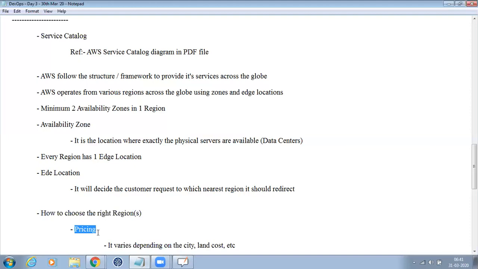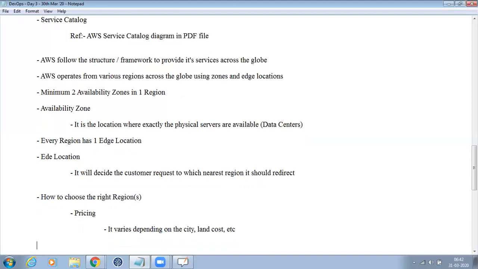Okay. So it all depends on various factors, not only city and land cost; there are other factors which are influencing as per the law of the land. Correct? And by taking all the inputs, I will decide in which region I have to choose, so that I can host my application. Next, is this the only factor? No, there is another factor. What is the other one?